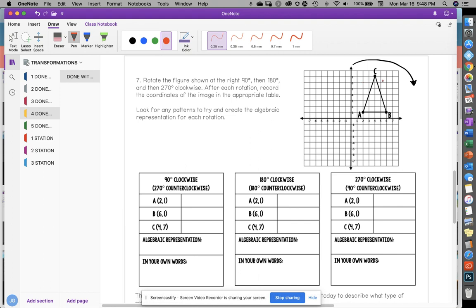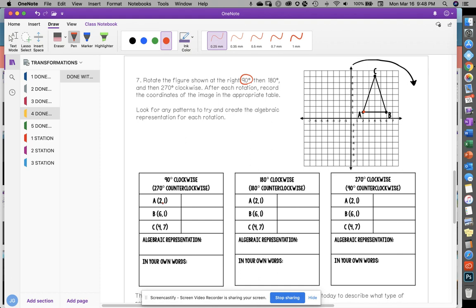So since this is a rotation, we're literally just going to turn it around. My first rotation will be the first 90. That's the one I'm going to do, and then you guys will do the 180 and the 270. So I can tell right here that I have an A, and my A is at 2, 1, which they state here is at 2, 1.